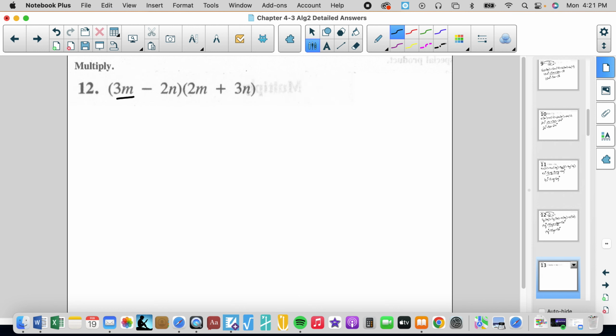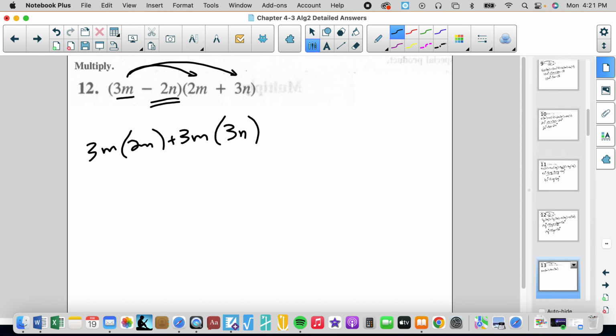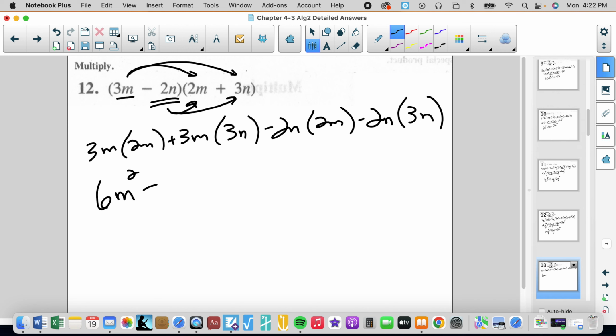We're going to distribute this to both of the terms. 3m times 2m plus 3m times 3n. And we're going to distribute out the negative 2n to both of those. Negative 2n times 2m minus 2n times 3n. 6m squared plus 9mn minus 4mn minus 6n squared.